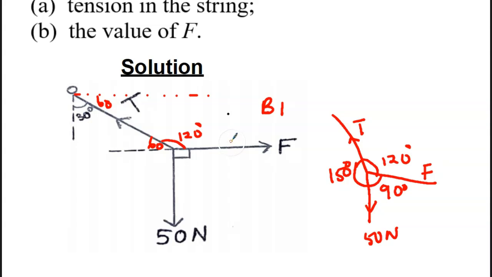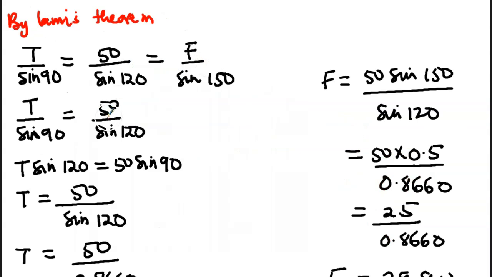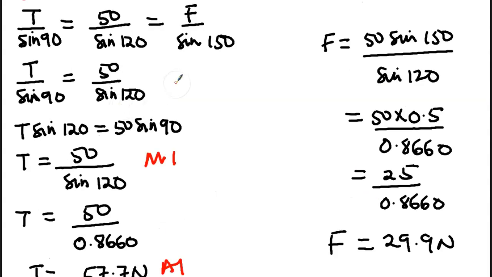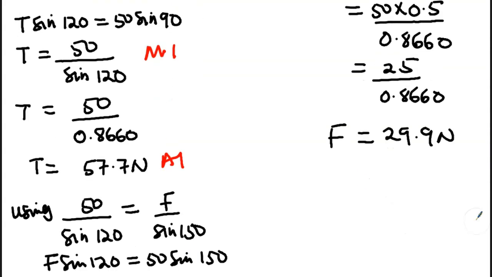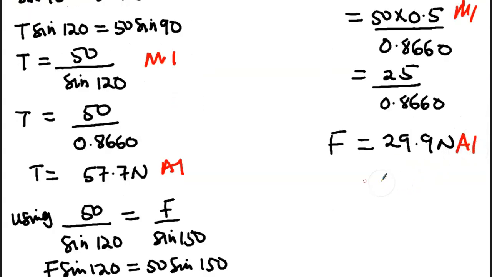If the drawing is not there, you lose everything. Be marked for that. Now, in finding, first of all, T, you have M1 for finding T, then the answer is A1. There is another M1 here for finding the second one, F. Finding F, we have M1, then the correct answer for F gets A1. The total is 6.